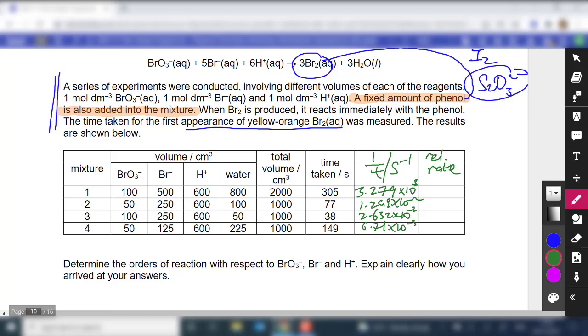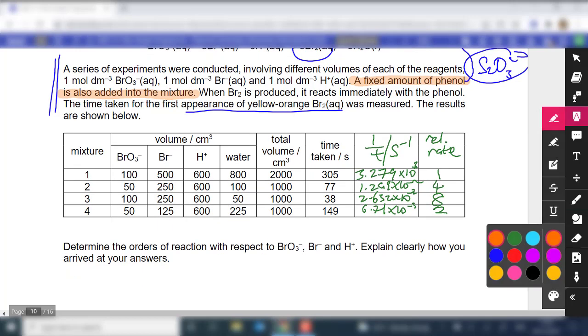If you quickly take the relative rates, the smallest number is actually 3.279 times 10 to the power of minus 3. So this will be based to 1, and then after that, this is double of that, this quadruples, and then this is 8 times.